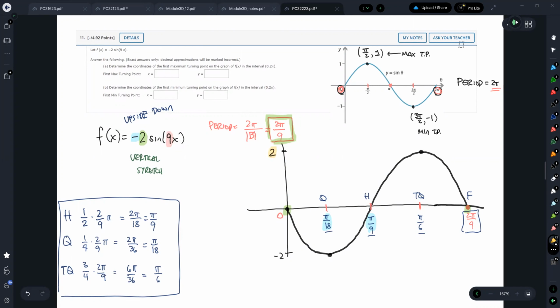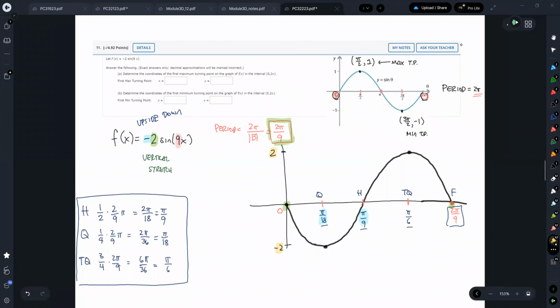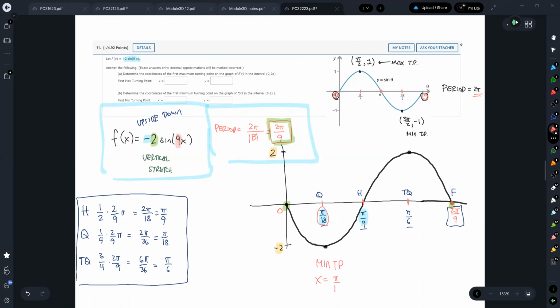All right, so we started off by looking at the pattern for the sine wave, and then we applied the formulas from the first 7 questions to figure out what the wave is going to do with this new function right here. So now that we have this, we can say that the minimum turning point has the x coordinate of pi over 18 and a y coordinate of -2.